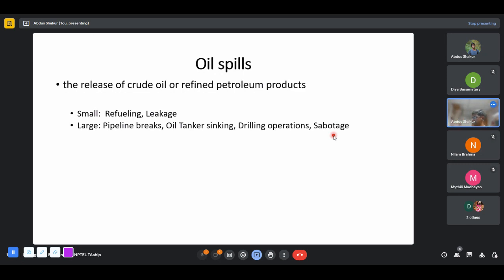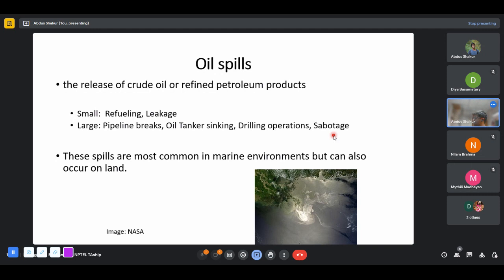Or there can be sabotage, where there is intentional involvement, like in case of a war, you want to destroy the morale of a company, or have a lot of effect on your enemy, so you might sabotage things. Or there can be pirates that want to sabotage. So there are a lot of ways it can happen.